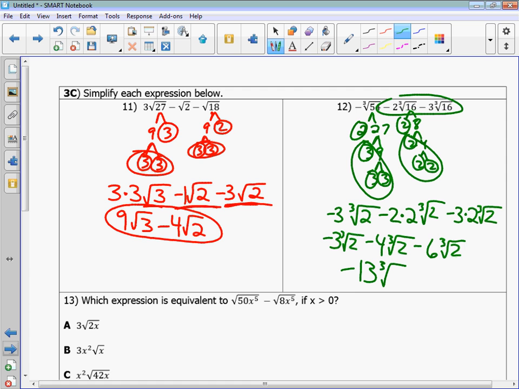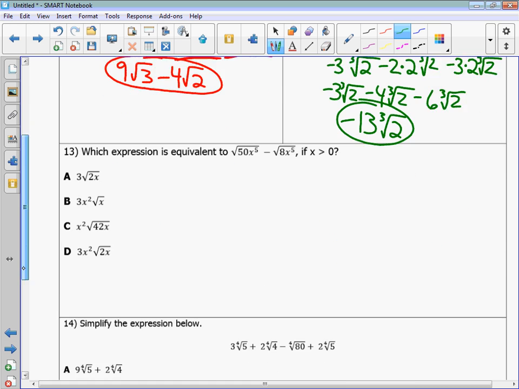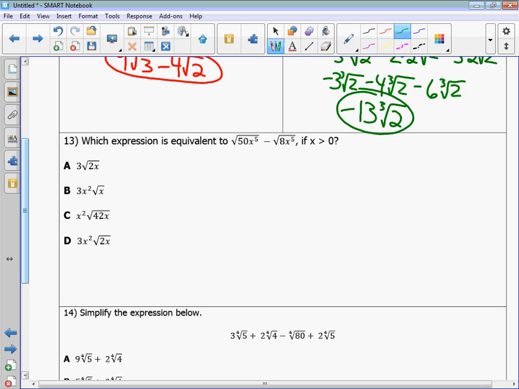13, which expression is equivalent? So let me look at the answer choices. They look like they're all just simplified. So finding like terms, there are no like terms. So let's break this down. Square root of 50, x to the 5th, so 2 and 25. 5 and 5, there are my pairs. 5 comes out. X to the 5th, that can make up 2 groupings. 2, square root of 2x on the inside.